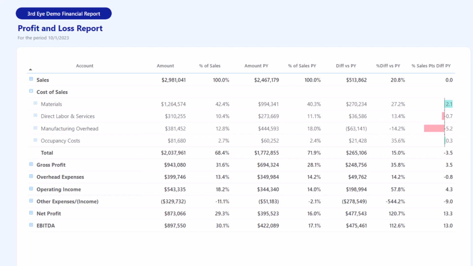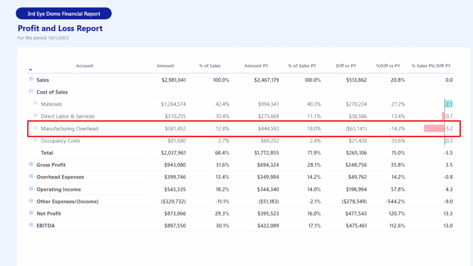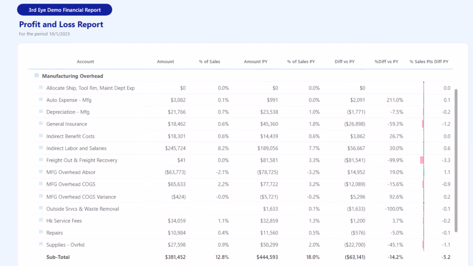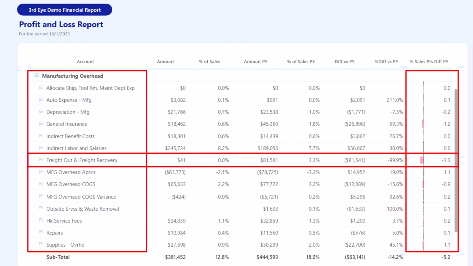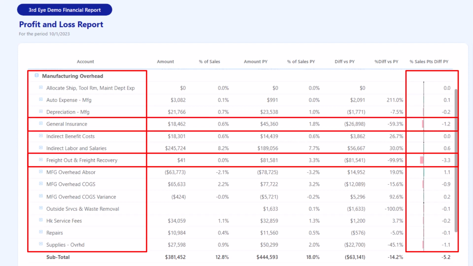So that's the quick answer, but once again, we are hit with the next question. Well, why did manufacturing overhead decrease 5.2 points? To answer that, we just drill down into the overhead category. Once again, we see all the subcategories. Looking over at the right, we can visually see the largest decline was freight recovery at 3.3 points of gross margin. We see the next largest decline was general insurance, down 1.2 points.